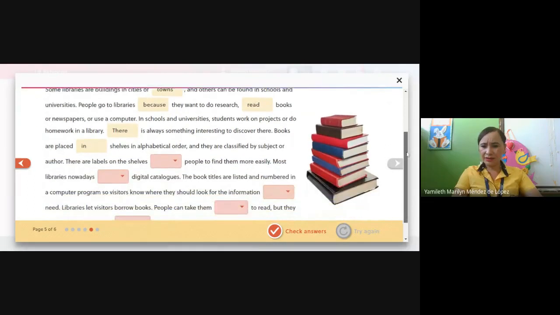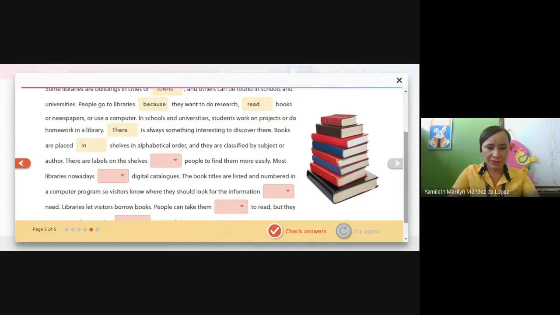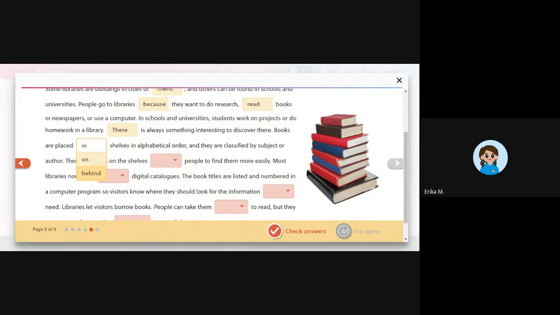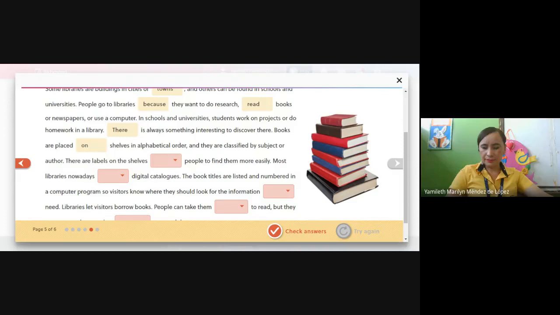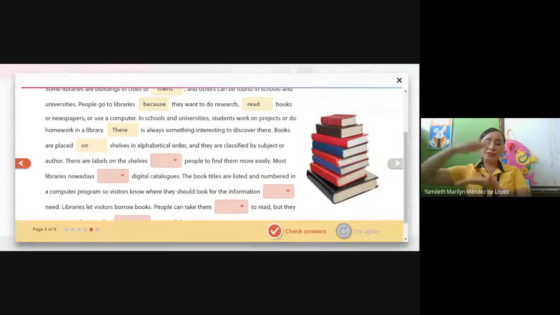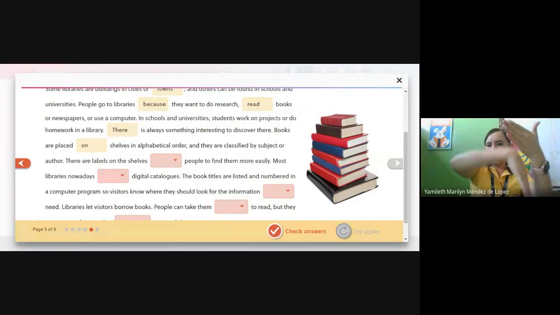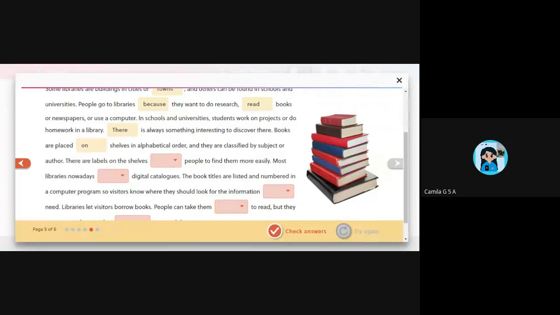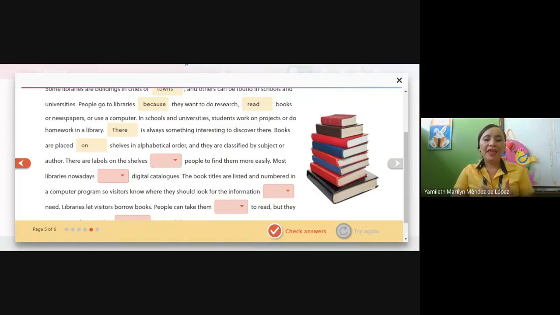I don't think that is the correct word, but then we are going to check the answers. In shelves, can we change the option or is that the correct one? On is the correct one. Books are placed on shelves. Ah, yes, it's on. Alphabetical order. And they are classified by subject or author.